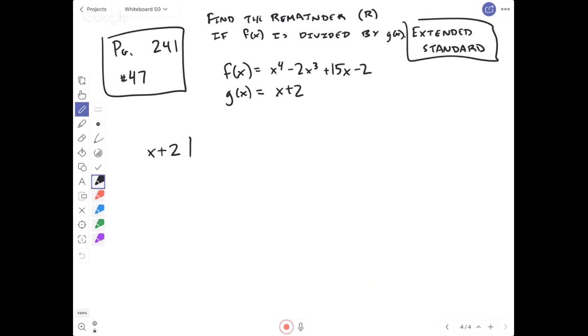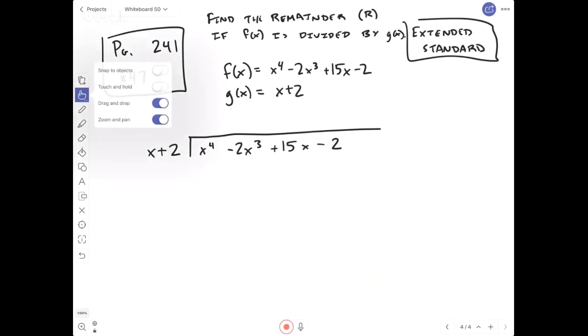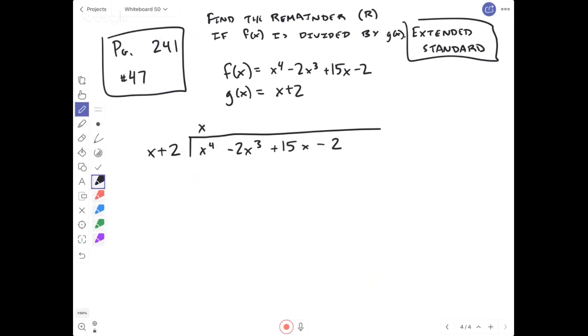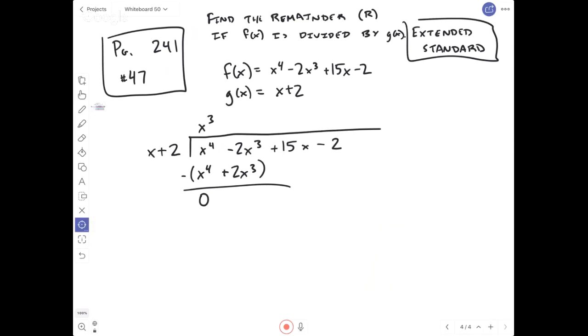X plus 2 into x to the fourth minus 2x cubed plus 15x minus 2. X goes into x to the fourth, x cubed times. X cubed times x is x to the fourth. X cubed times 2 is 2x cubed. X to the fourth minus x to the fourth is 0. Negative 2x cubed minus 2x cubed is negative 4x cubed.